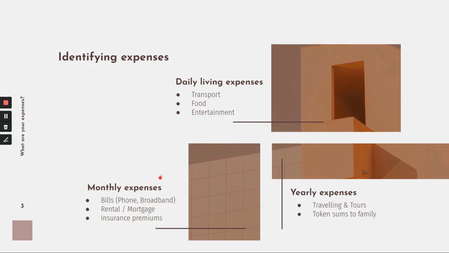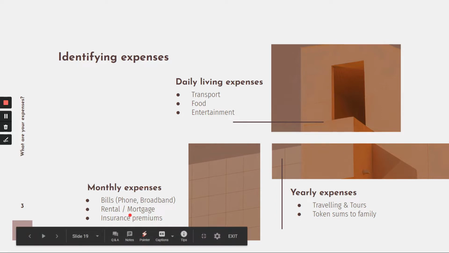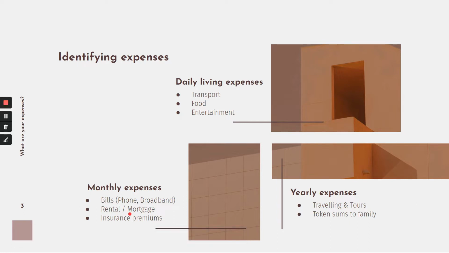Next, we also have the monthly expenses, which include your monthly bills, like your phone bills and your broadband bills. You also include your monthly rental or mortgage if you are paying for any. Next, some people may also be paying the insurance premiums monthly. However, for myself, I pay my insurance premiums on an annual basis because it's cheaper.